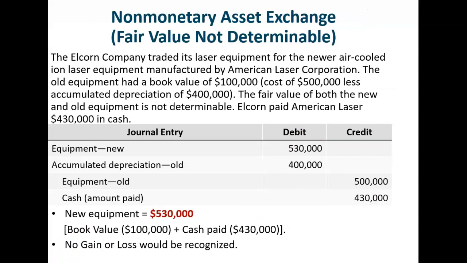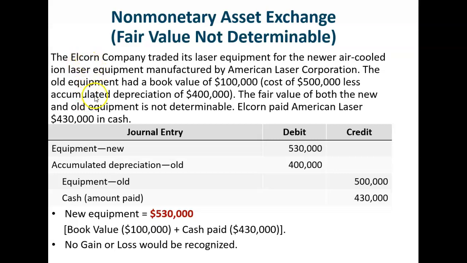It would be unusual, but if the fair value of neither the old asset given up nor the new asset received is determinable, then no gain or loss would be recorded on the exchange. The new equipment would be recorded as the sum of the book value of the asset given up plus any cash paid in the exchange.